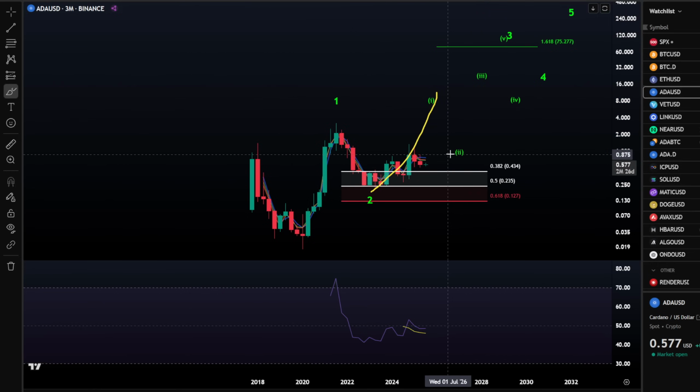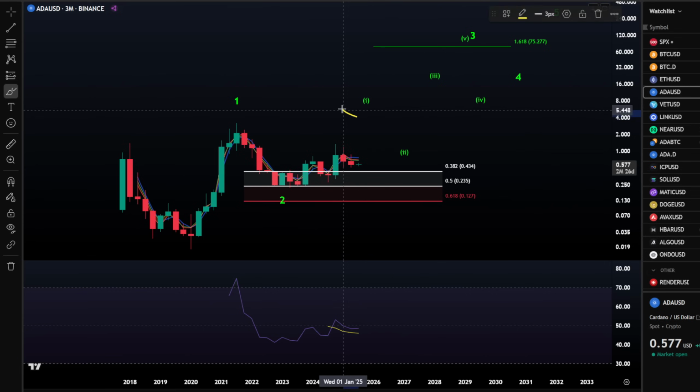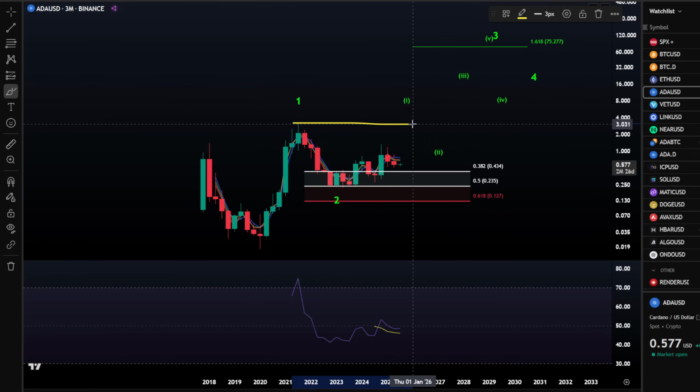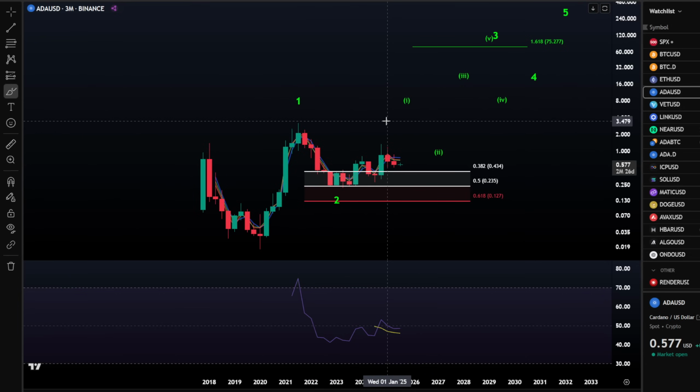In this cycle, we only need to focus on the first wave of that third wave move to the upside. And well, this could stretch to like $5 to $8, like I said, probably not more than that. The first wave does not usually go up too much, but it can still go above the other first wave highs, so you have to keep that in mind.